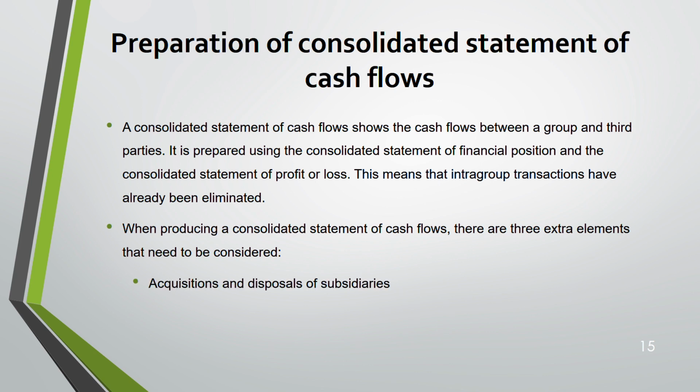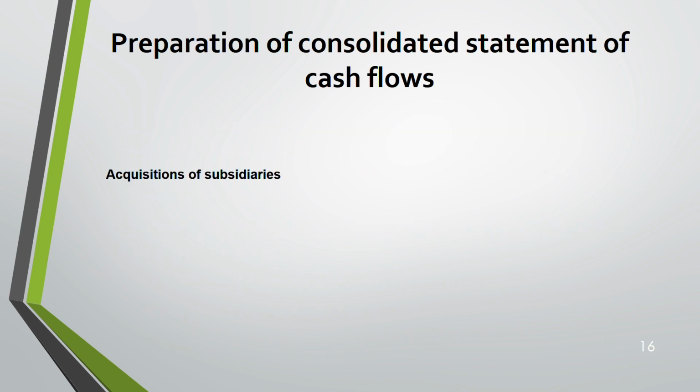Number one, acquisition and disposal of subsidiary. Second, cash paid to non-controlling interest, that is NCI. Third, associates. These are the three areas that you need to work on. Okay, so now acquisition of subsidiaries. Let's start with that. Acquisition and disposal of subsidiary.